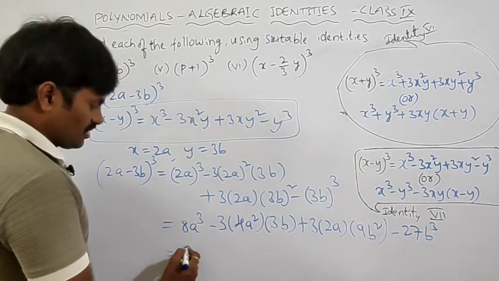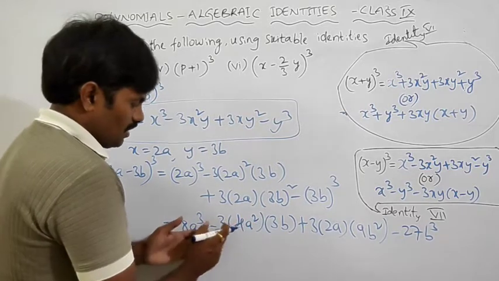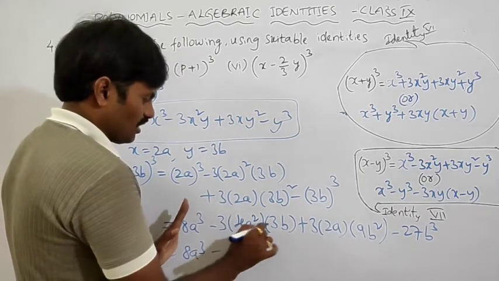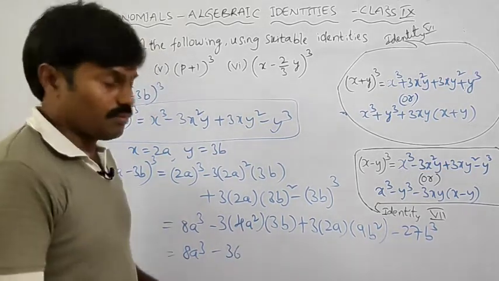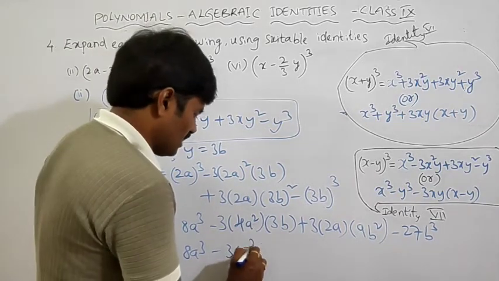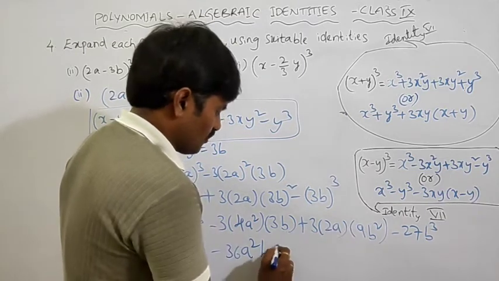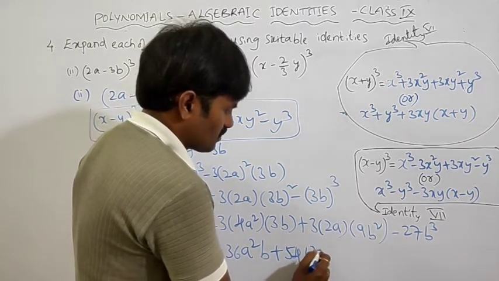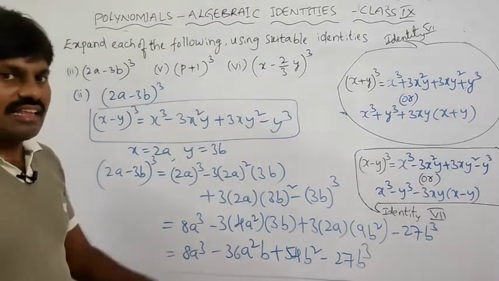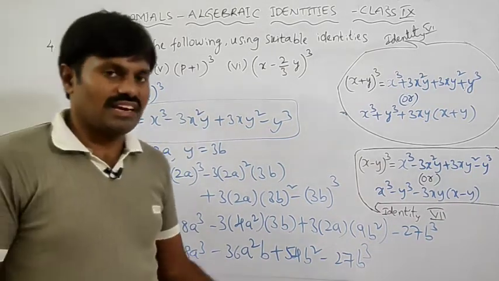So now simplification: 8a cube, minus 3 fours are 12, 12 threes are 36. So we are finding the product of numerical coefficients, 3 fours are 12, 12 threes are 36, a square b, is it clear? Now 3 twos are 6, 6 nines are 54, plus 54a b square, minus 27b cube. So this is the final expansion of (2a minus 3b) whole cube. It is the final result.